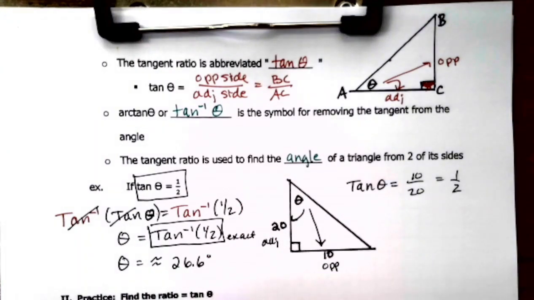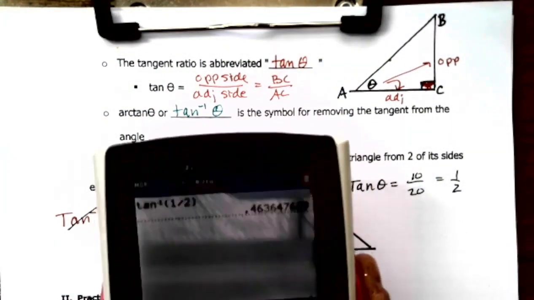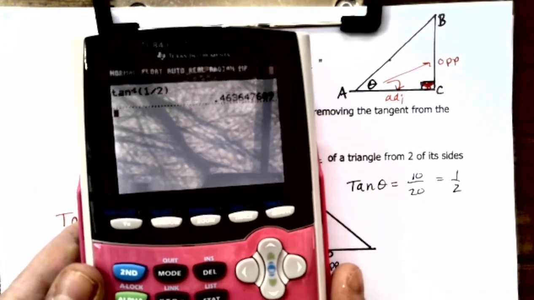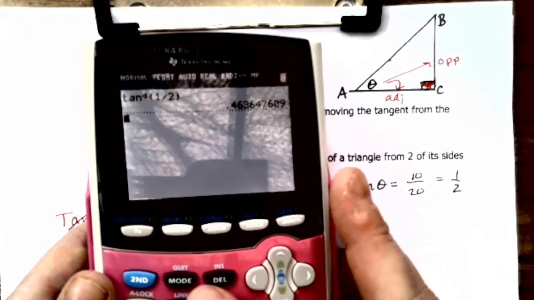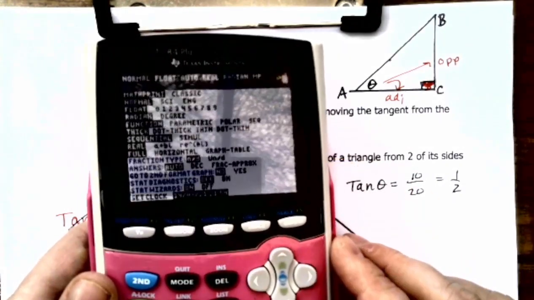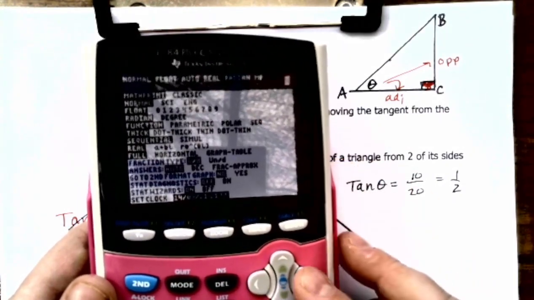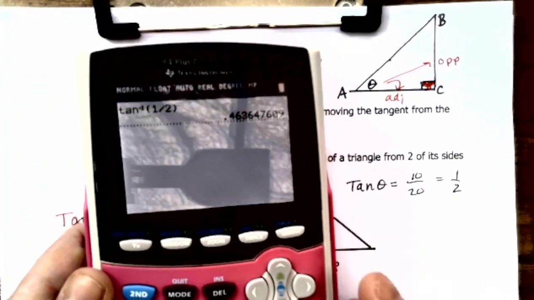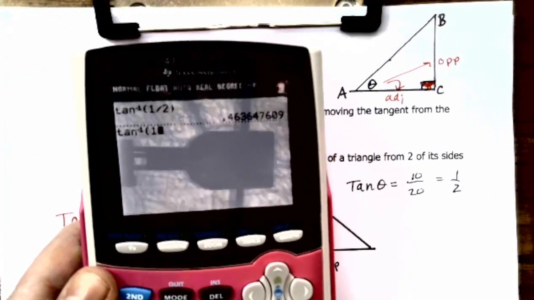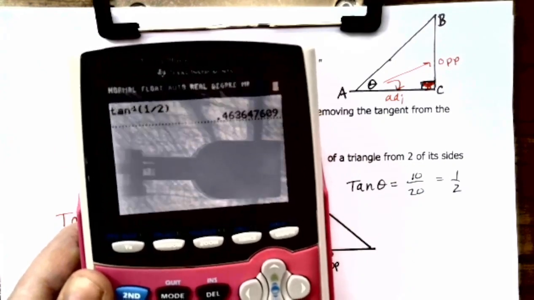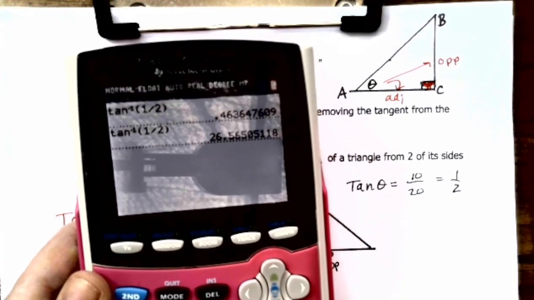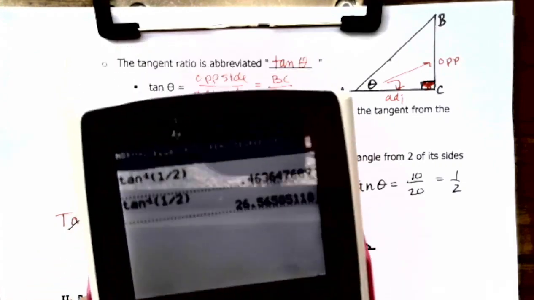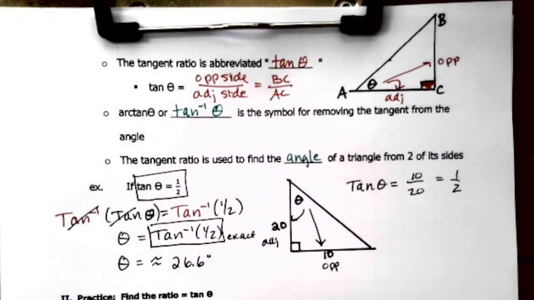Now, I just got a really weird angle. It's like 0.46 something something. You need to make sure your calculator is in degrees. In mine, I push mode, I toggle down, and then I highlight degrees and push enter. So now when I put my arctangent in of 1/2, I'm going to get a degree measure, which is 26.6. So if you get a really, really small angle measure, check your mode. You might be in radians.